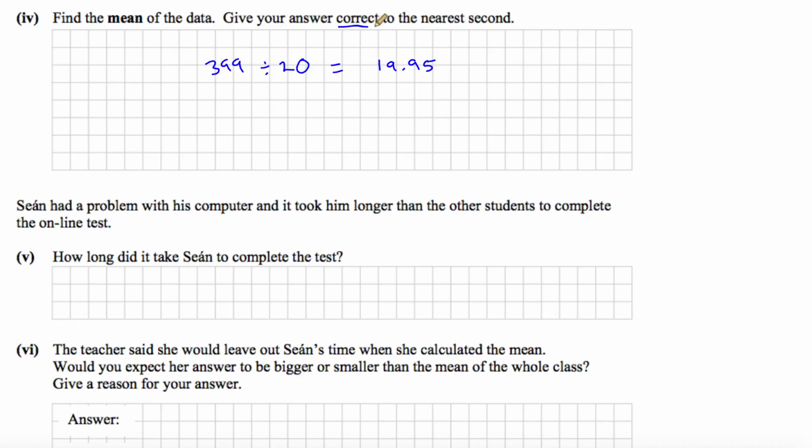But it says to give the answer correct to the nearest second, so correct to the nearest second, that would be 20 seconds. 20 seconds is the mean, correct to the nearest second.